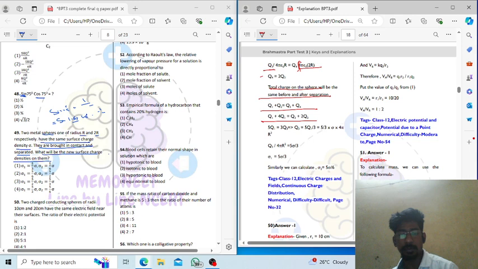So here in both the spheres the charges are not equal. So what you can say, VA by VB equals 1:2. So you cannot calculate this from this formula only.